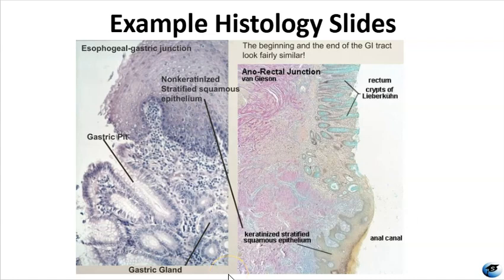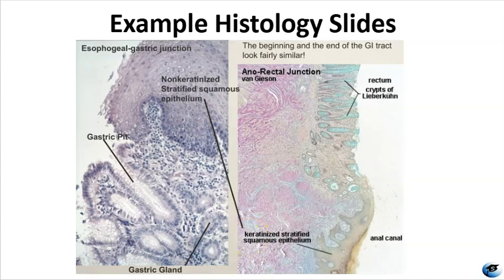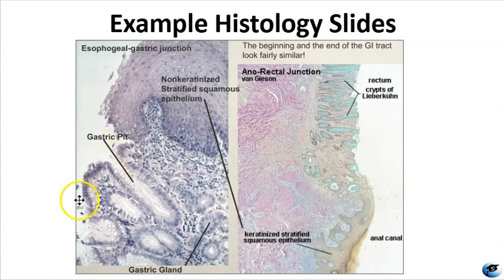On one side, the esophagus is lined by stratified squamous epithelium. So that's labeled here on this side, stratified squamous epithelium. And then on the stomach side, the other side is going to change to simple columnar epithelium, which is how the gastric pits are formed. So this is the simple columnar epithelium. So this is at the esophageal gastric junction.